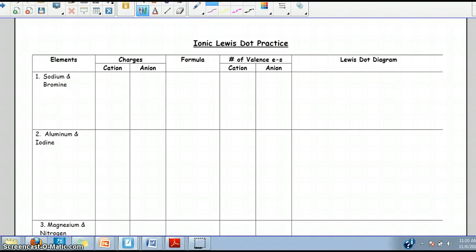In this podcast, we're going to talk about Ionic Lewis Dot Structures. So first, let's look at the first problem. Okay, we have sodium and bromine. Which one's going to be the cation?